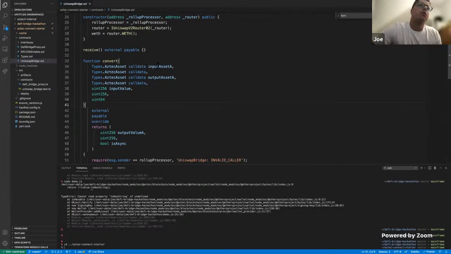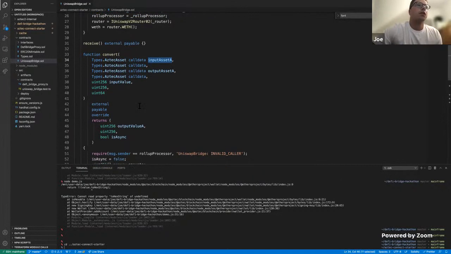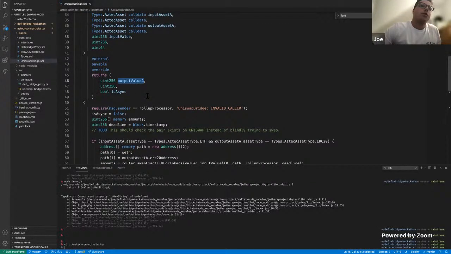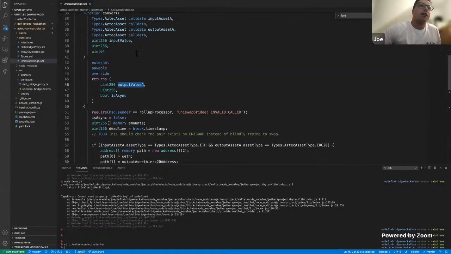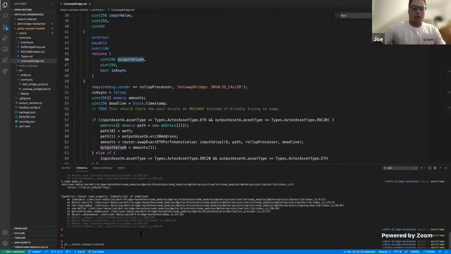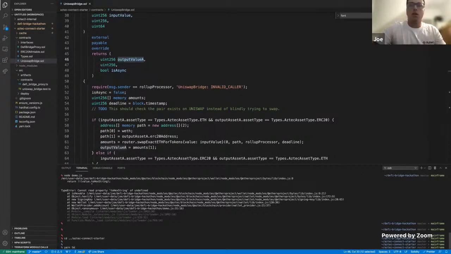And as before, you can specify 2 input assets and 2 output assets. This function should do the work of interacting with the DeFi protocol, and it needs to transfer tokens or ETH back to Aztec, and tell the caller of this function how much you've returned. So in this example, we only have 1 output asset and 1 input asset. We're taking ETH and swapping it for DAI. And I can run that just by doing this.